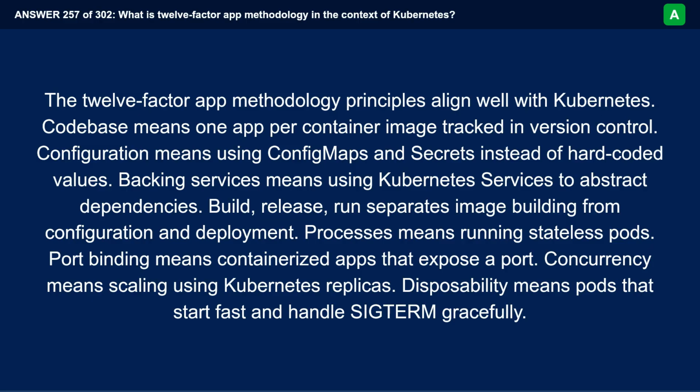Processes means running stateless pods. Port binding means containerized apps that expose a port. Concurrency means scaling using Kubernetes replicas. Disposability means pods that start fast and handle SIGTERM gracefully.